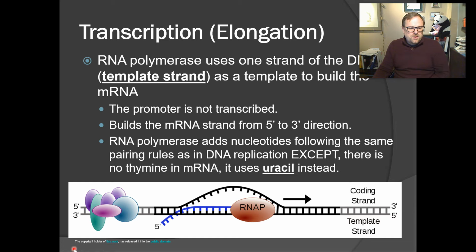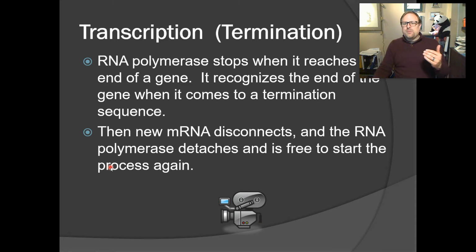So that's elongation. Then the last step here is termination. Once it reaches the end of a gene, it recognizes a termination sequence. I'm not going to jump into that too deeply at this point, but once it gets to the end of the gene, it stops. The RNA polymerase disconnects. The newly synthesized messenger RNA gets disconnected from the DNA molecule. The DNA molecule zips itself back up, and that messenger RNA floats its way out of the nucleus and into the cytoplasm to be translated.